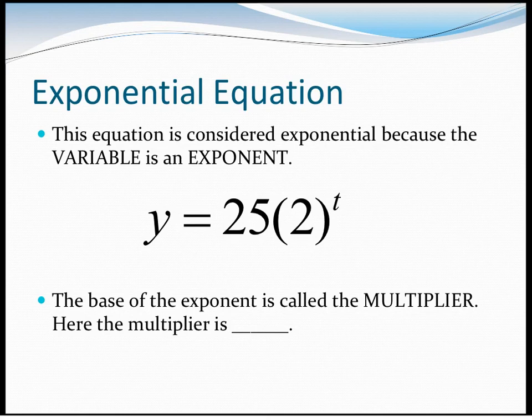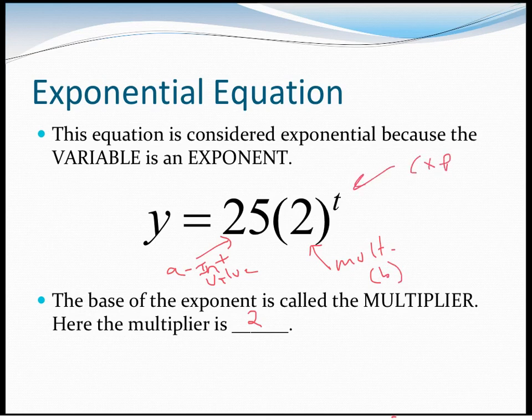We have a couple different pieces. We have what's called the multiplier, which is 2. That's something we're going to have to look at, because that's what tells us whether it's growth or decay. A is like our initial value. Sometimes the multiplier is called b. And then this is our exponent. These are the different pieces of our exponential equation.